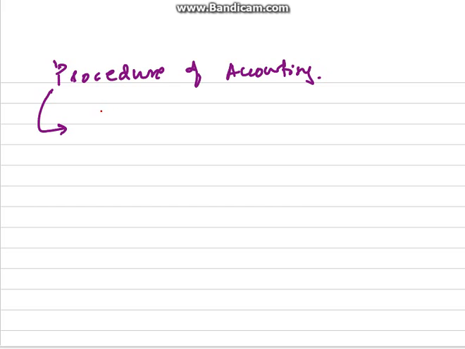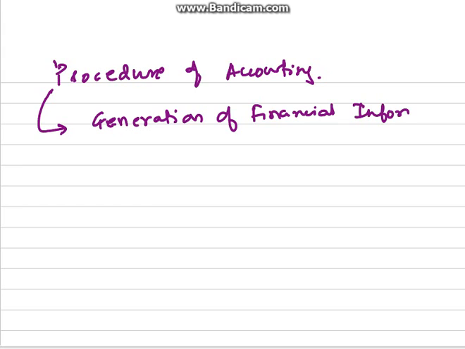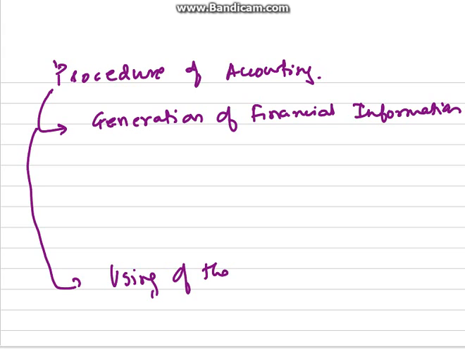Hi friends, let us take the procedure of accounting. Now, what two things come in procedure? The procedure of accounting basically forms two types. One is generation of financial information, and another is using that financial information which is generated. So there are two types of procedures of accounting: one is generation of the financial information, and the other is applying or using that information.